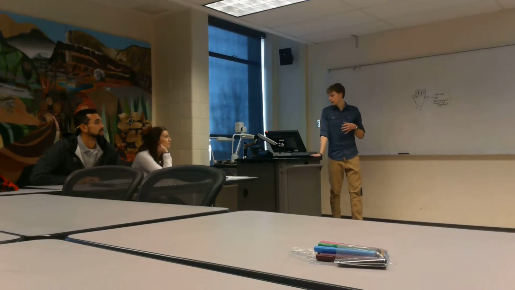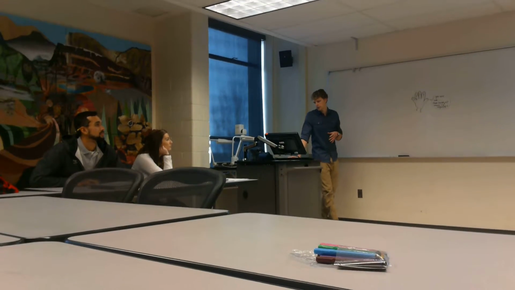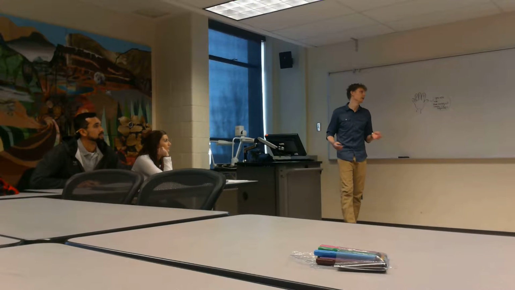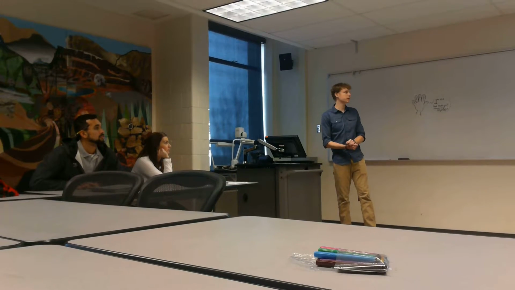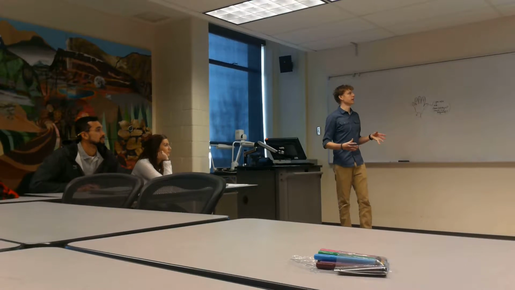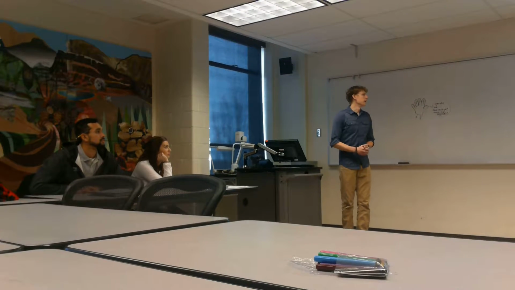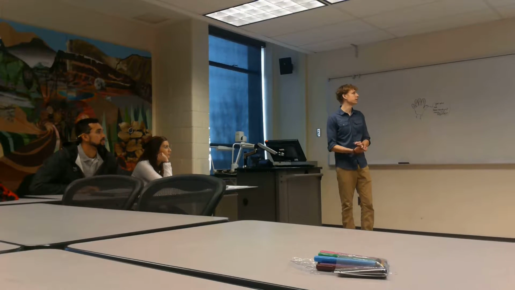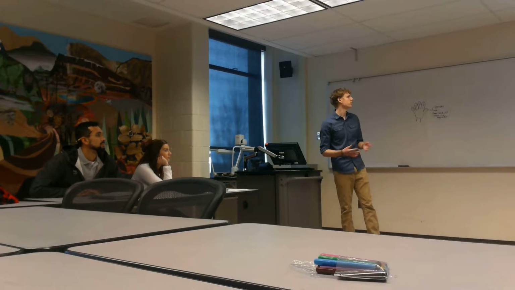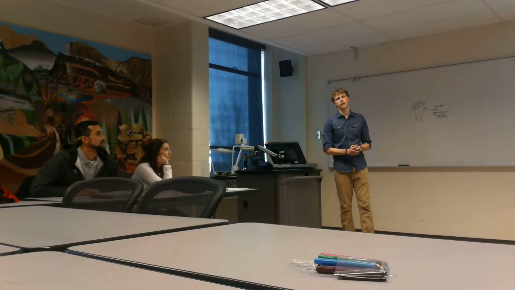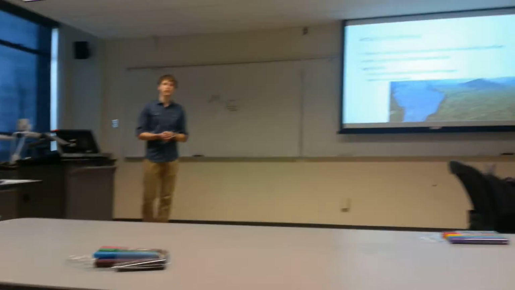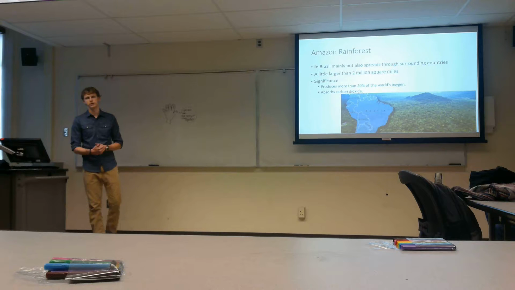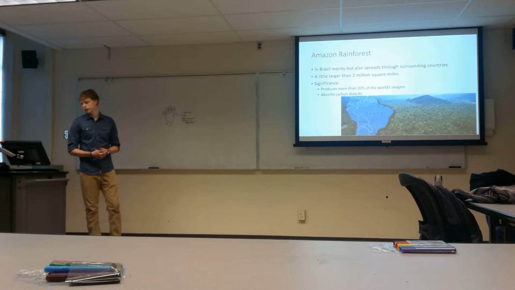First up, I have the Amazon rainforest, and it's mainly in Brazil, but it spreads throughout its 9 other countries. The vast majority, 60%, is in Brazil, and it is a little bit larger than 2 million square miles. The significance of the Amazon rainforest is that it produces more than 20% of the world's oxygen, so it's seen as the lungs of the earth. It gives us all of our clean air, and it absorbs carbon dioxide and greenhouse gases.